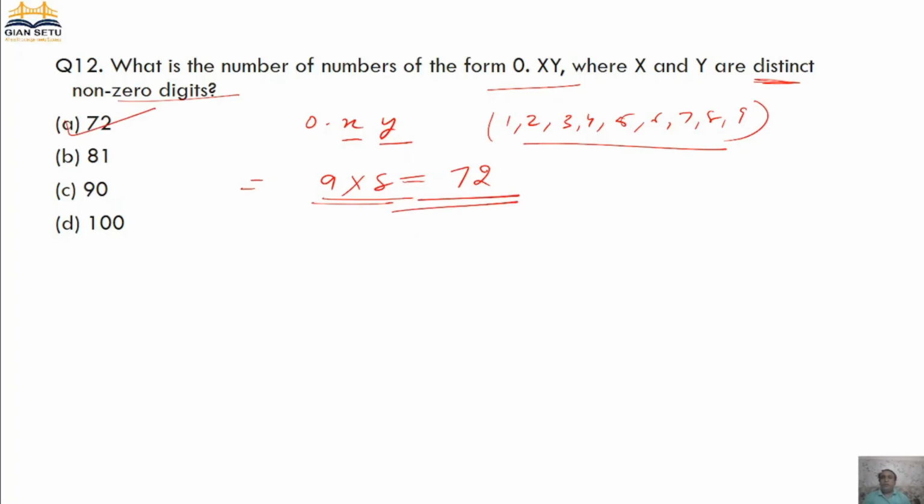So these were a few questions from the UPSC CSAT paper 2022. All these questions were on number system, right?